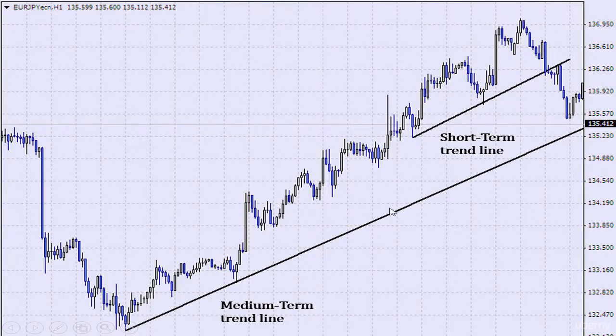Okay? And here we have the medium term trend line from the lowest low connected to this C. Remember, this is the C that is connected to the highest high, but we cannot draw through this candle. So we have to connect this A to this C.